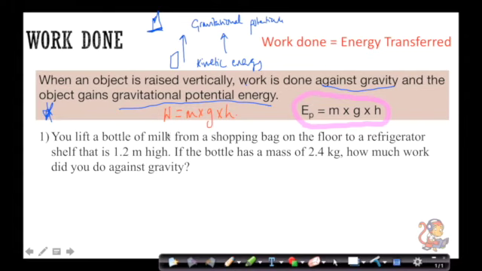It says you lift a bottle of milk from a shopping bag on the floor to a refrigerator shelf that is 1.2 metres high. If the bottle has a mass of 2.4 kilograms, how much work did you do against gravity? Okay, so it wants you to calculate work done, but it's given you a height and a mass. And the first thing that you'll probably do is go to your data sheet and have a look and get really scared because you can't see an equation that links W, M and H.